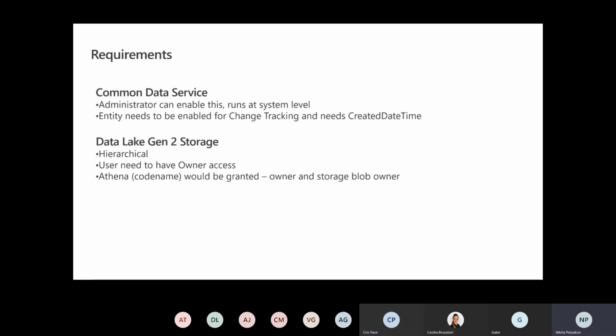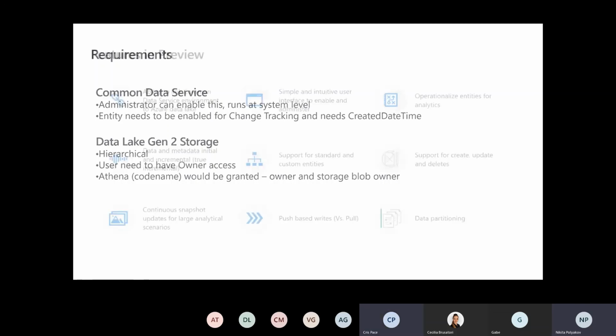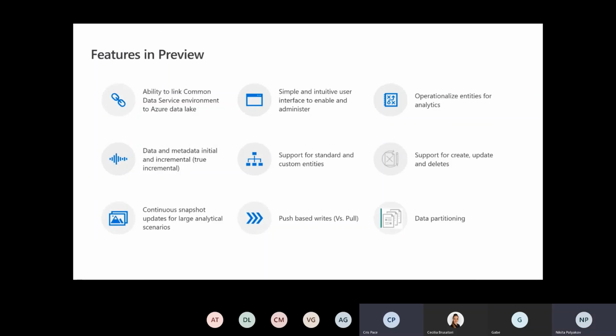So requirements, obviously you need Common Data Service. You need enough permissions to do it. Your entities need to be opted in to change tracking. So our seamless system does it behind the scenes and sends the changes through. And there's some specific requirements on the ADLS side. Here's some of the features.